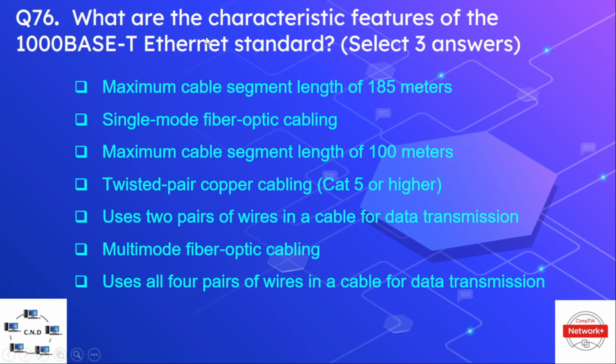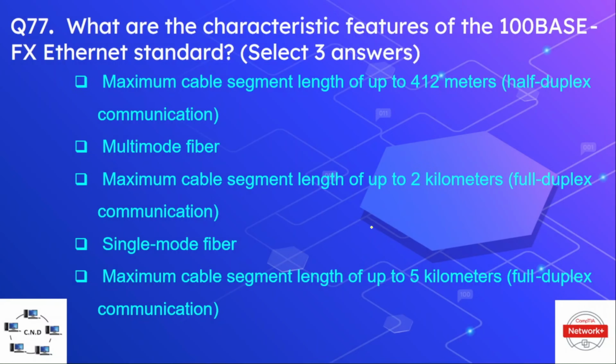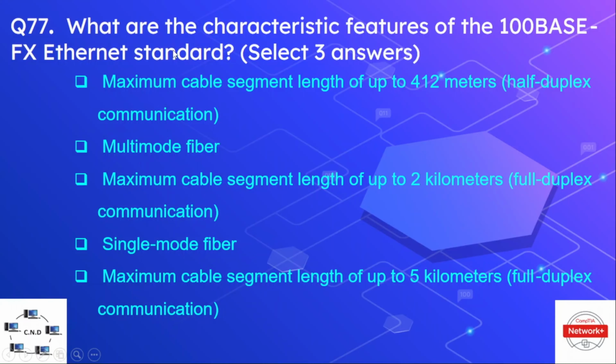Question number 76 is that what are the characteristic features of 1000 base T Ethernet standard? And again we have to select three answers, and the correct answers are that it has a maximum cable segment length of 100 meter, and that it uses twisted pair copper cabling Cat5 or higher, and that it uses all 4 pairs of wires in a cable for data transmission. Question number 77 is that what are the characteristic features of the 100 base FX Ethernet standard?